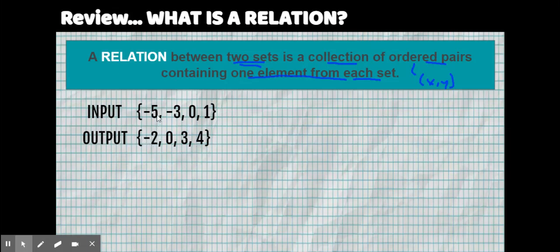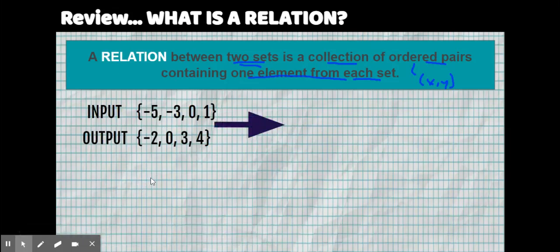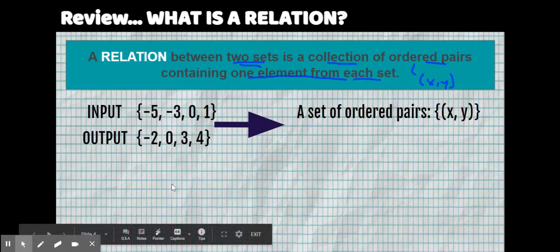So we don't really know by looking at your input and output what matches what. The mapping diagram really helps us build that relation. And remember, we need to do that in order to show the relation. And the relation, remember, is a collection of ordered pairs in set notation. So we use our braces, and then we list all of those ordered pairs that come from the function.